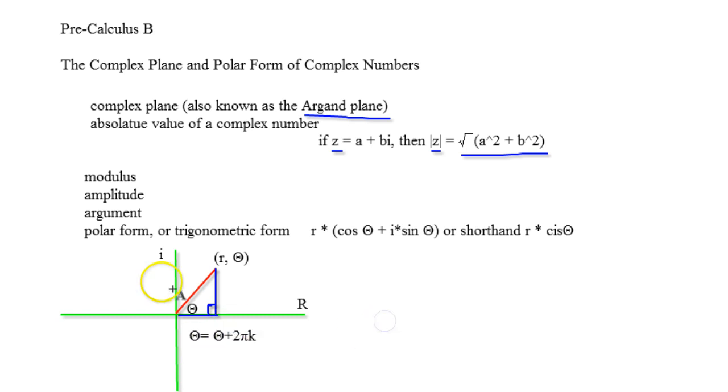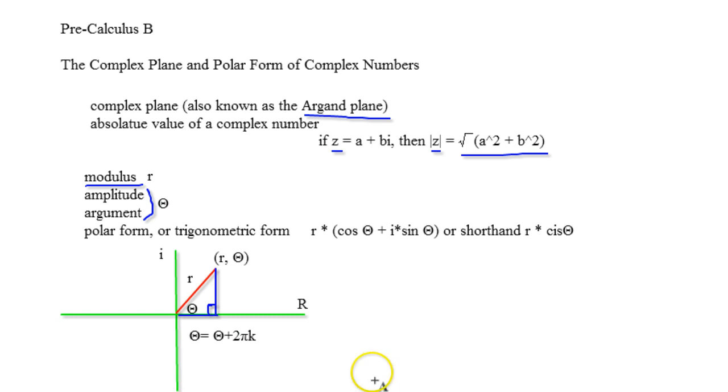So that's kind of cool that we could have that angle, because you could go around again and it would be the same, round and round it goes. Now r would obviously be the absolute value, or in this case we would call it the modulus. So the modulus will be r, or the absolute value of our actual part. The angle is called either the amplitude or argument. It's up to you how you want to call it. So this would be theta. Now we're going to talk about this shorthand form real fast.